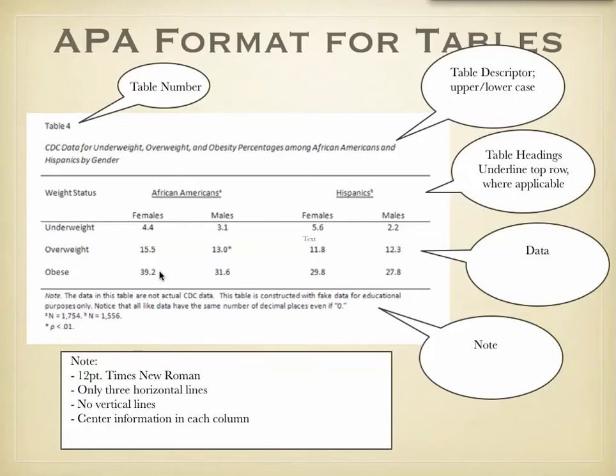So the elements of a table in APA formatting are the table number, you number the tables 1, 2, 3, 4, and so on. A descriptor that talks about what's in the table, the heading, and then the data itself goes between the second and third line. Under the bottom line, any notes that you might want to include.